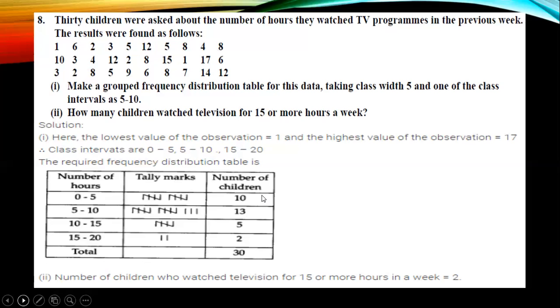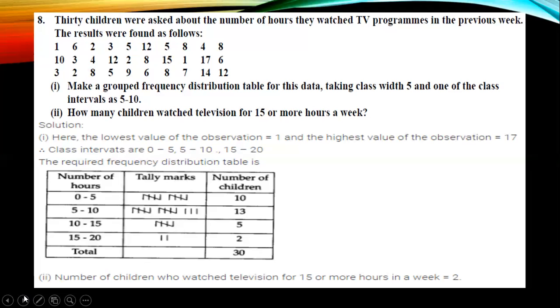And what I get is that for 0 to 5 hours, there are 10 children. For 5 to 10 hours of watching TV, I have 13 children. For 10 to 15 hours of watching TV, I have 5 children. And then for 15 to 20 hours of watching TV, I have 2 children. Now, if the question is how many children watch television for 15 or more than 15 hours, look at the last row, that is the number of hours 15 to 20, and you can find that the number of children in this case is just 2. I hope this is clear to everyone.